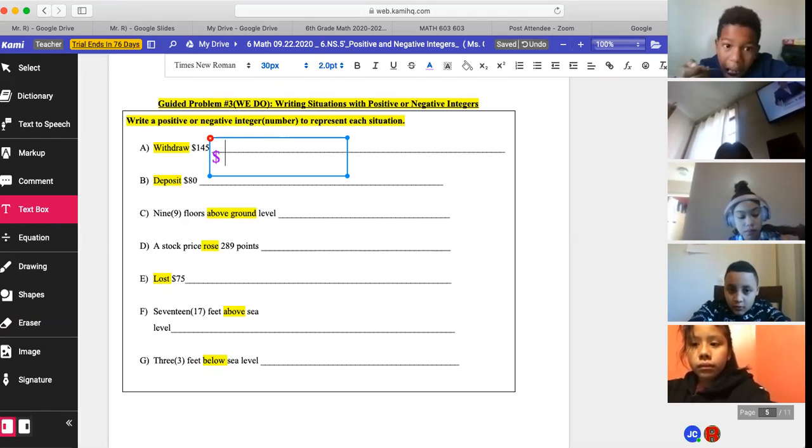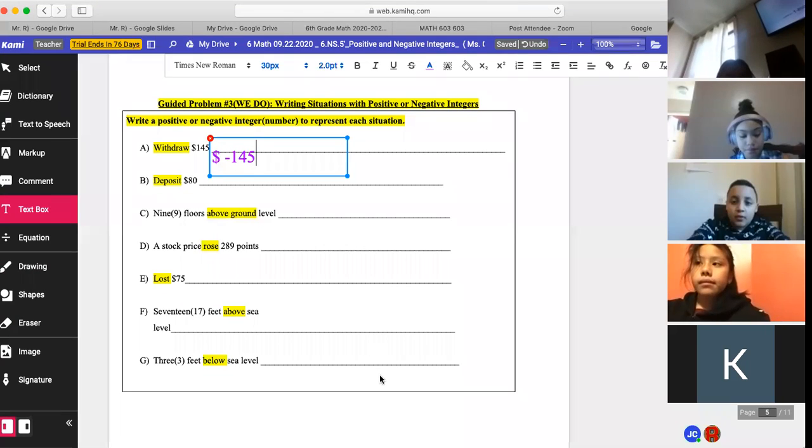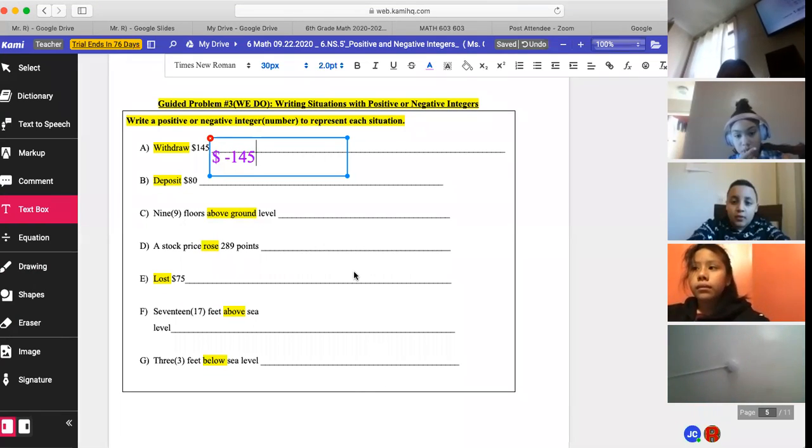Withdraw. It's okay. Positive or negative? It's negative, right? Think about it. When you withdraw things, you take, right, guys? Somebody else just came in. Kareem Fredericks. That's good.